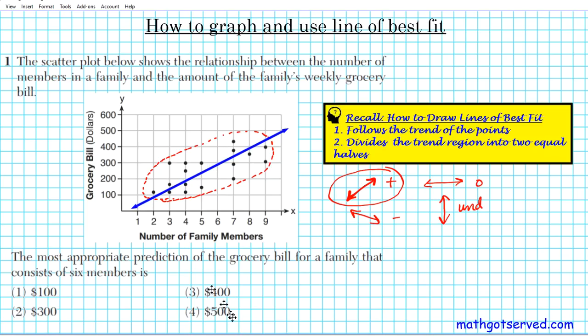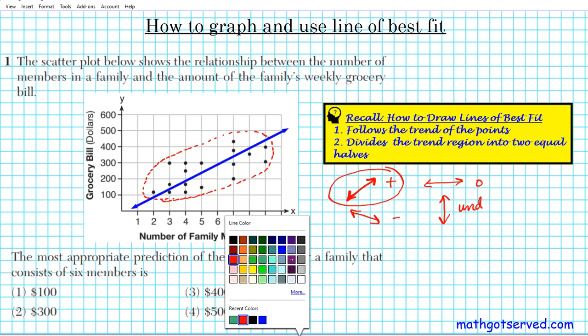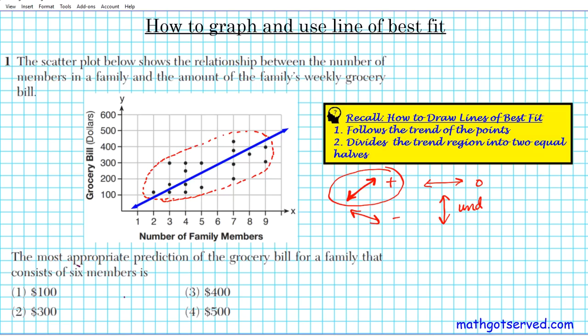Now we're going to use this line to approximate what the output value is for an input value of 6. Okay, it's specified here. It says for 6 members. So we're going to start with 6. We're going to trace this to the graph, and then we're going to trace it horizontally to the output value to see what the answer is. Okay? All right, let's go ahead and do that.